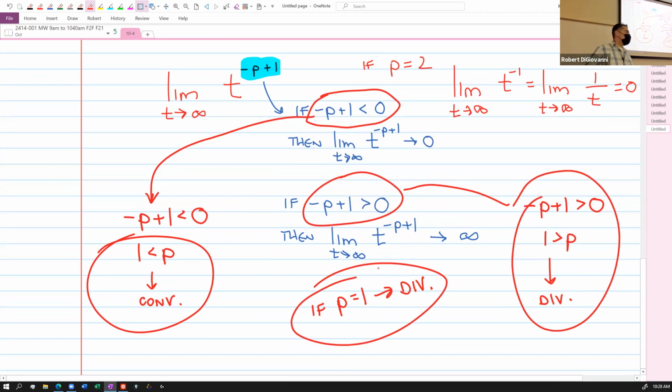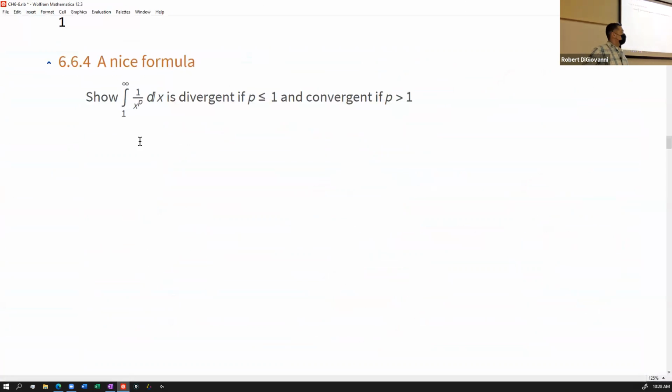And that proves what we were trying to show. And go back to the note. Show that this integral is divergent if p is less than or equal to 1, and convergent if it's greater than 1.